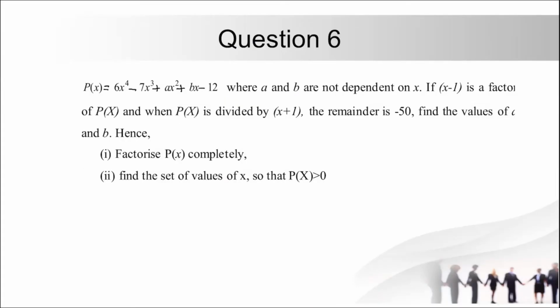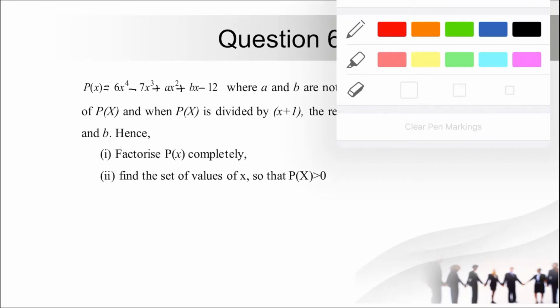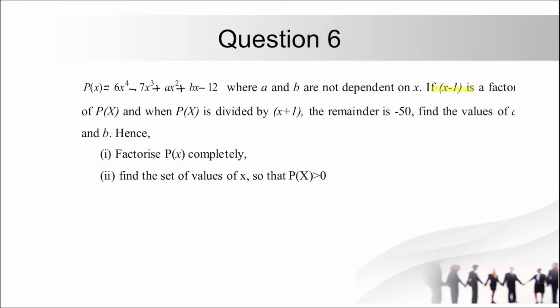Welcome to lesson 3 of tutorial 6, Polynomial. So we are going to discuss question 6. Given polynomial p where a and b are not dependent on x, if x minus 1 is a factor of p, and when p is divided by x plus 1, the remainder is negative 50.